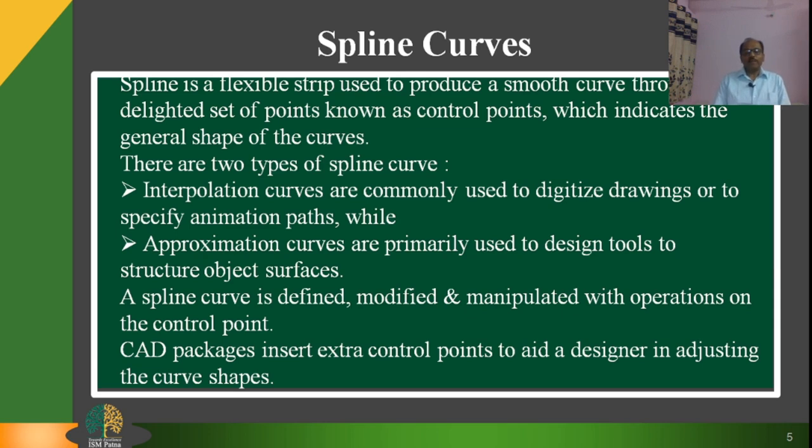A spline curve is defined, modified and manipulated with operations on the control points. By interactively selecting spatial positions for the control points, a designer can set up an initial curve. After the polynomial fit is displayed for a given set of control points, the designer can then reposition some or all of the control points to restructure the shape of the curve. In addition, the curve can be translated, rotated or scaled with transformations applied to the control points.